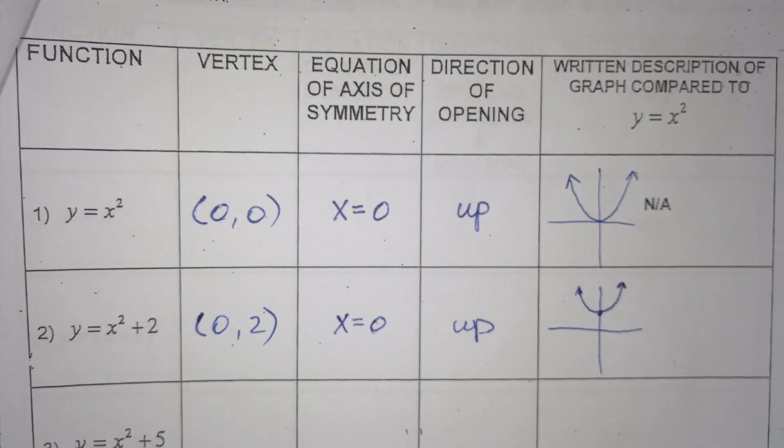So y equals x squared, and then y equals x squared plus 2. If you take a look at both of these, this is the first type. In our first type, my axis of symmetry doesn't change. It's still x equals 0, because I'm just moving the whole parabola up.